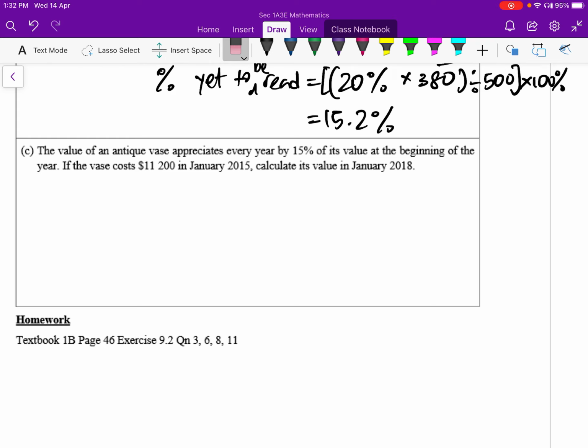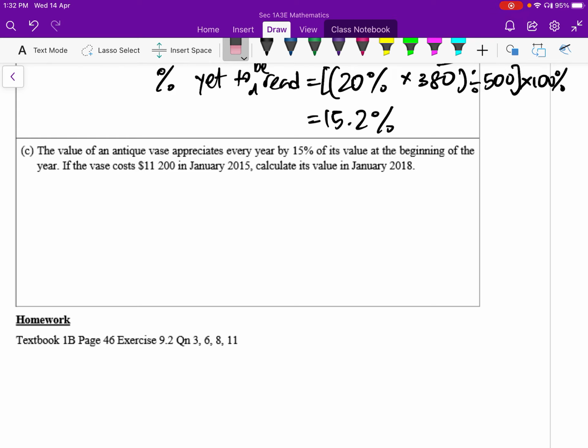Then after that, the new value carries on to the next year. The next year, it is going to increase by another 15%. Increase by 15% of which value? This old value or the newer value? Of the newer value. Okay? Then it just keeps compounding. 15% of the new value. Another 15% of the new value. Another 15% of the new value.